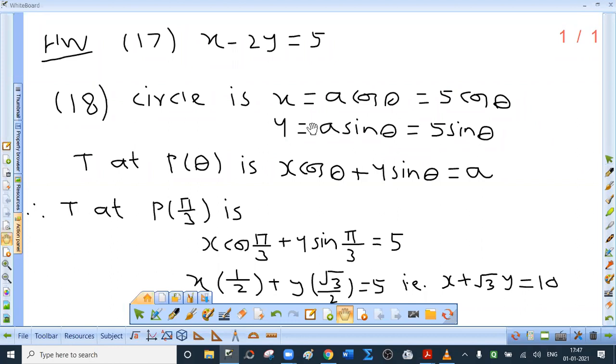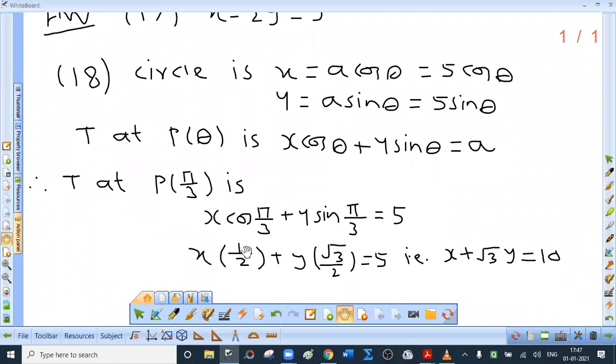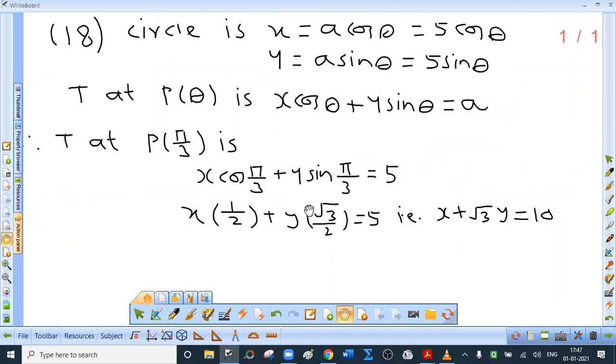So what is the equation of tangent at P of theta? x cos theta plus y sin theta equal to a. a is 5, theta is given to be pi by 3. Cos pi by 3 is half, sin pi by 3 is root 3 by 2. On simplification, you get x plus root 3 y equal to 10.